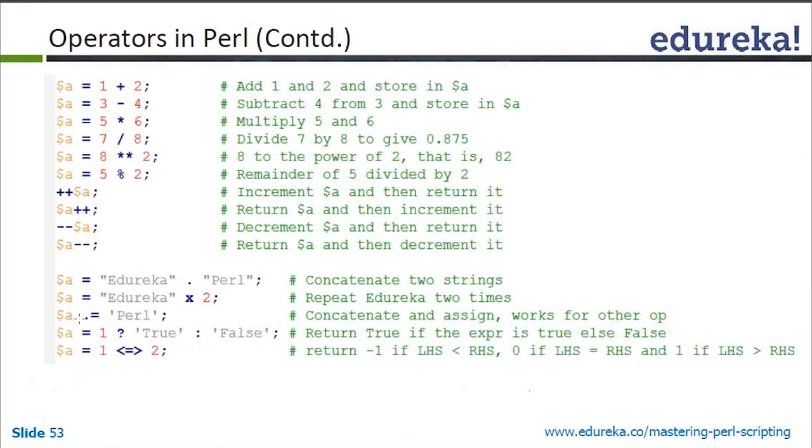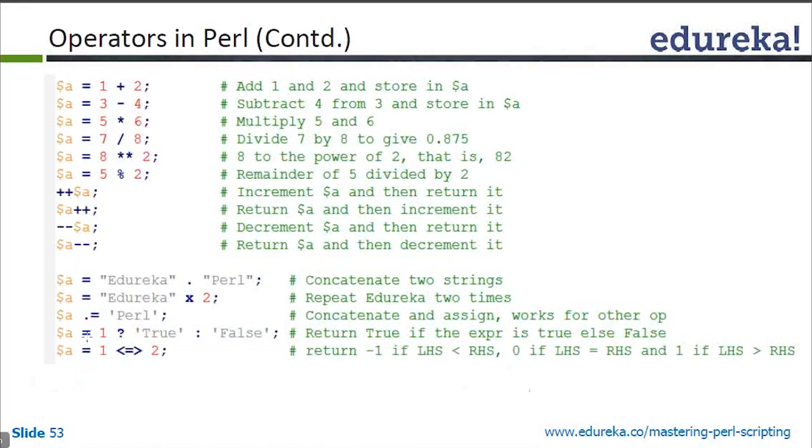And if you do $a dot equals Perl, what it means is concatenate and assign, which works for other operators too. So what does it mean? I concatenate Perl onto A, and then I assign it also. So it is like doing two things at the same time. Whatever the value of A was, I concatenated Perl and I also assigned that thing. So it makes the two operations a single entity.